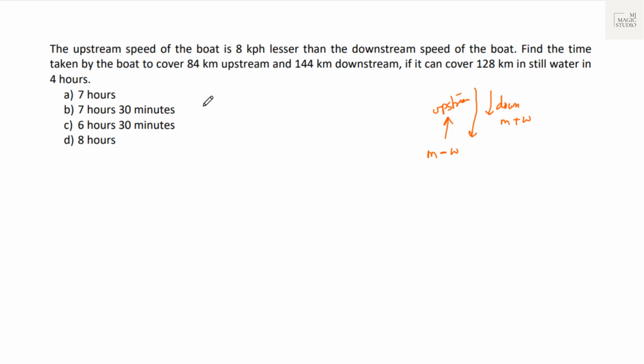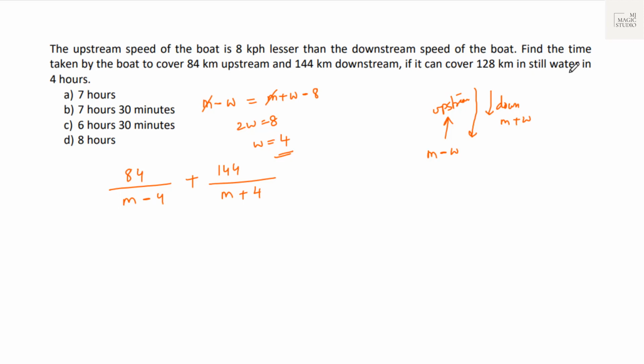The upstream speed of the boat, that is m minus w, is 8 km per hour lesser than the downstream speed. That means it is m plus w minus 8. So if we solve this, what we'll get? 2w is 8. Speed of water is 4 kph. Find the time taken by the boat to cover 84 km upstream. That will be 84 upon m minus 4. And 144 km downstream, it will be over m plus 4.